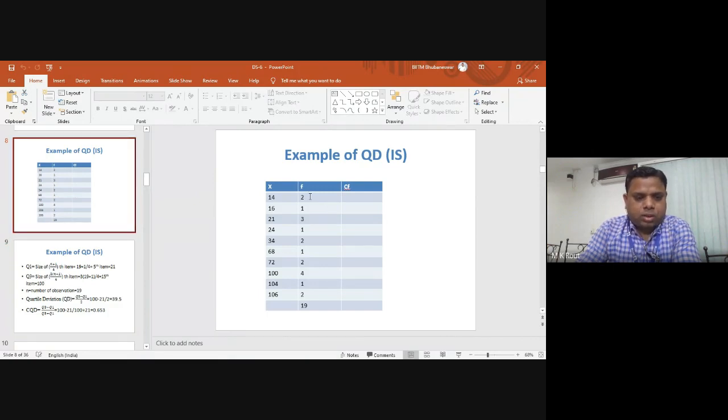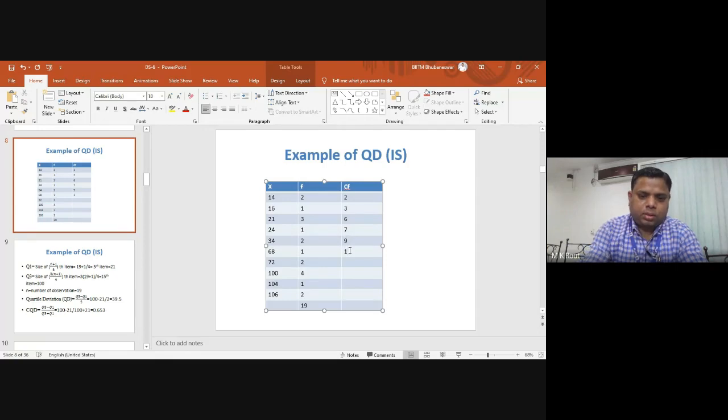In that case, after you finish the sum of frequency, then you proceed to calculate the cumulative frequency. That means here I write 2 for the first column, again 2 plus 1, that is 3 for the second column, 3 plus 3, that is 6 for the third column, 6 plus 1, that is 7, 7 plus 2, that is 9, 9 plus 1, that is 10, and the next one is 10 plus 2, that is 12, 12 plus 4, that is 16, 16 plus 1, that is 17, and 17 plus 2, that is 19.